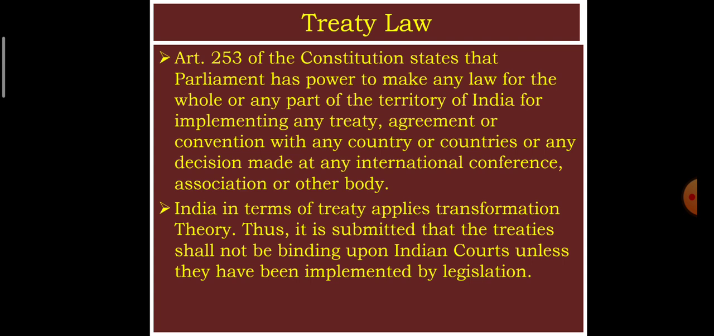Again, in terms of treaties, India applies the transformation theory. That is, India has to enact separate laws as per the treaties or agreements made at the international level. They have to make enactments in the national laws, and thus it is submitted that treaties shall not be binding upon Indian courts unless they have been implemented by legislation. If we are not enacting laws as per the treaty, courts will apply the laws prevailing in the national enactments of our country. So it is necessary to make a transformation, that is, to enact the treaty laws into national laws.